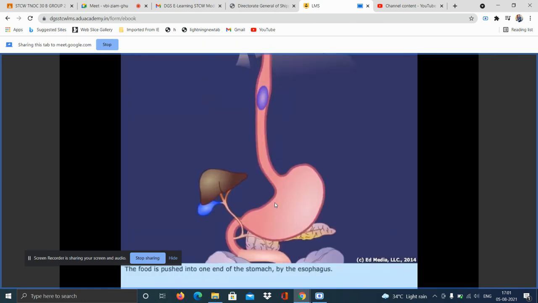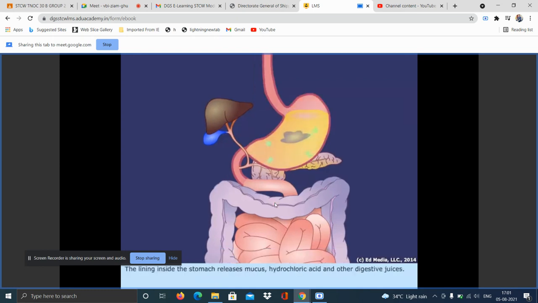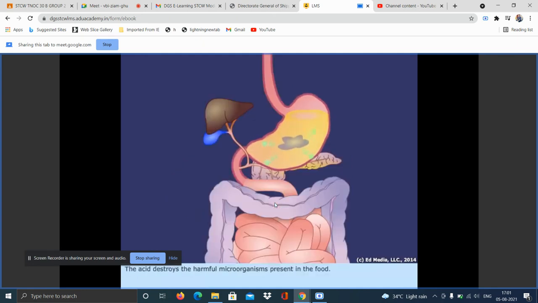The food is pushed into one end of the stomach by the esophagus. The stomach then pushes the digested food into the small intestine through its other end. The lining inside the stomach releases mucus, hydrochloric acid, and other digestive juices. The mucus shields the lining inside the stomach. The acid destroys the harmful microorganisms present in the food.